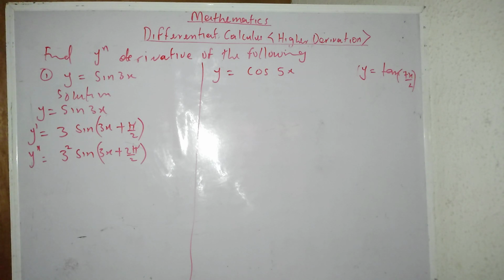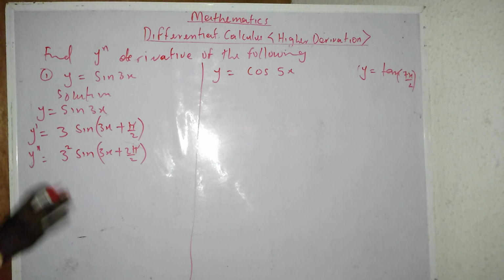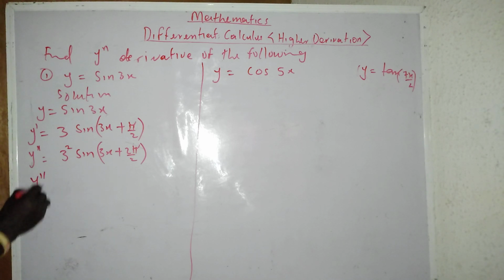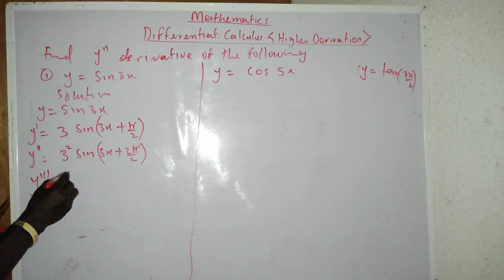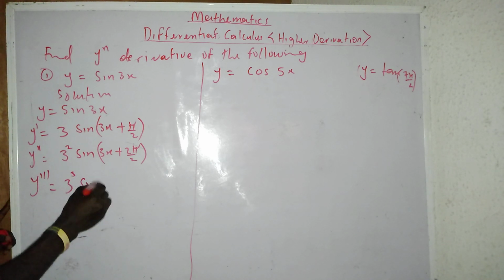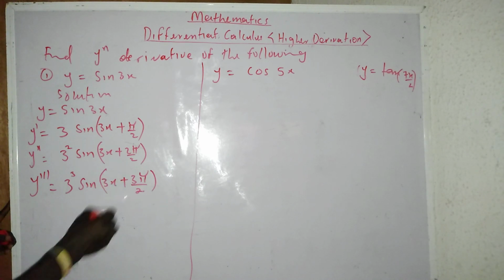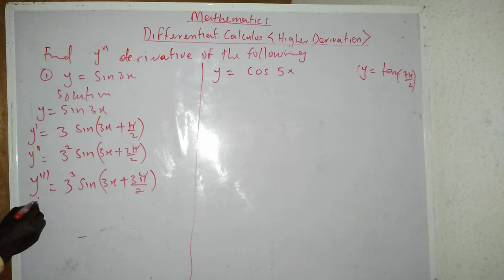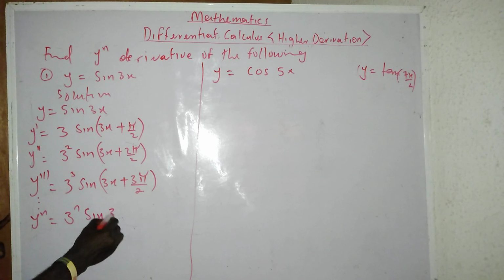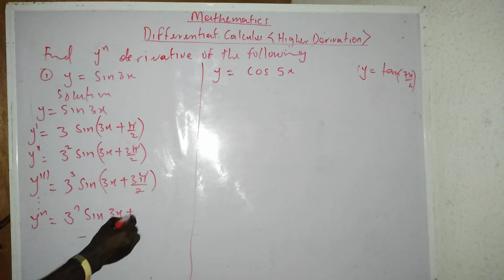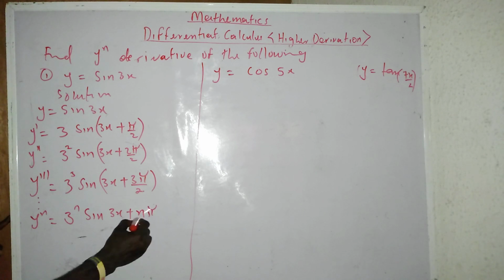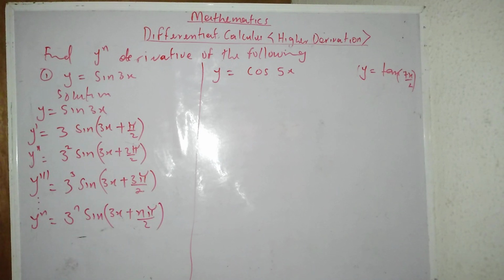And do the same if you are to perform any operation of this manner. Now, y of 3, I will be having 3 raised to power 3 sine (3x + 3π/2). Can I run to the next n term? 1, 2, 3. y of n can be equal to 3 raised to power n sine (3x + nπ/2). That is my final answer.